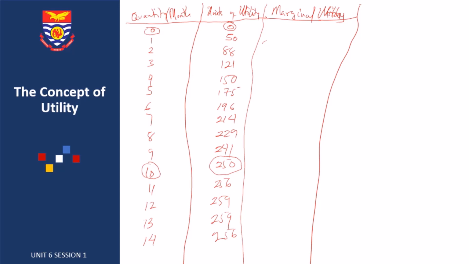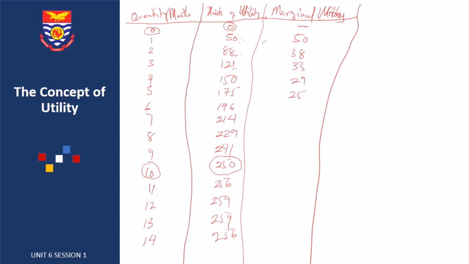From 0 to 0, there was nothing before it, so here is a dash. But from 0 to 50, 50 minus 0, we get 50. When she watches two movies, it moves from 50 to 88. What is the marginal utility? We want to find the change, and we get 38. So we find the difference between the immediate one and the past one. Here too we are going to have 33. You can do your calculation on all and compare your answers to mine.